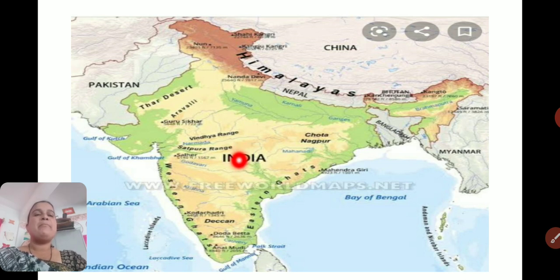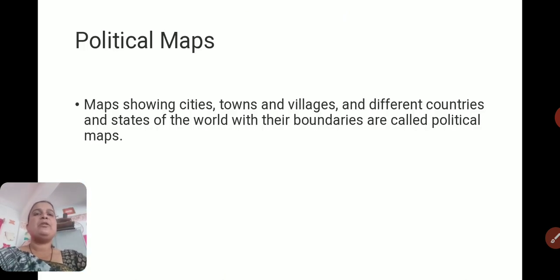This is a map of India, and on this map all natural features are shown, such as the Great Indian Desert, the Himalaya mountains, rivers, ghats, as well as mountains and plateaus. So such maps on which natural features are located are called physical maps. Understood? Then next, political maps.